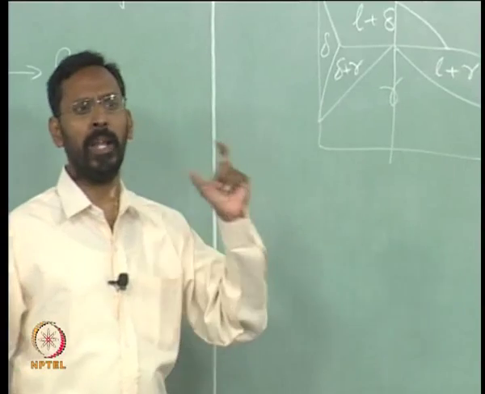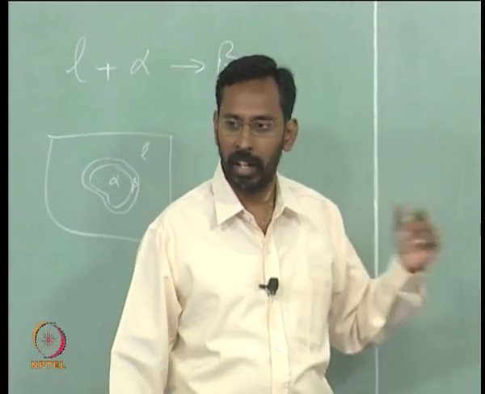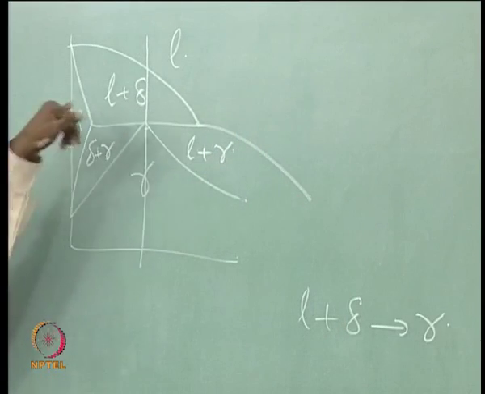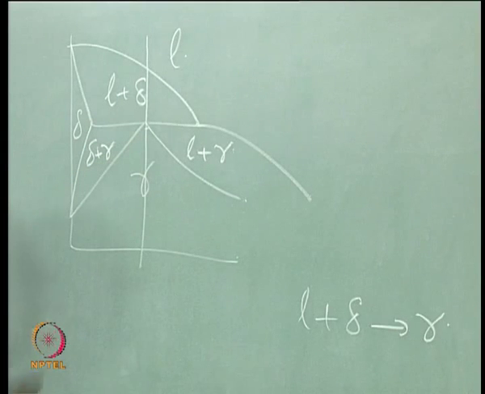Now, this liquid plus delta is undergoing a reaction and giving you gamma, because I am at that temperature just below the peritectic. Now, what should happen in a peritectic reaction? Liquid plus delta should completely vanish at the end of the peritectic reaction, and only gamma should be left. That is what a peritectic reaction is.